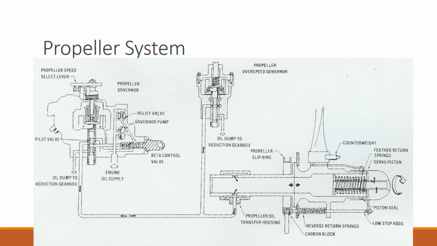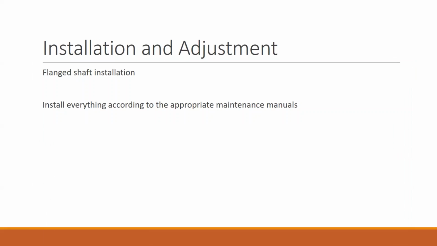Okay. So today, I'm just going to wrap up by talking about installation, adjustment, and then operation when we run the aircraft. Almost all of these that you'll see are going to be a flanged shaft installation. The reason for that is that tends to be the easiest way to have that oil port, the ability for oil to flow to and from the engine.